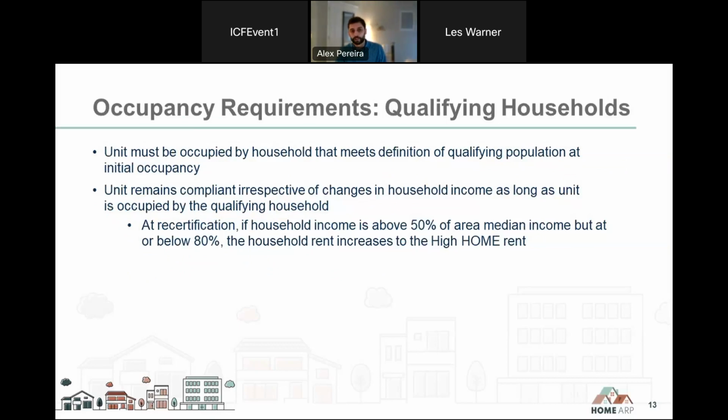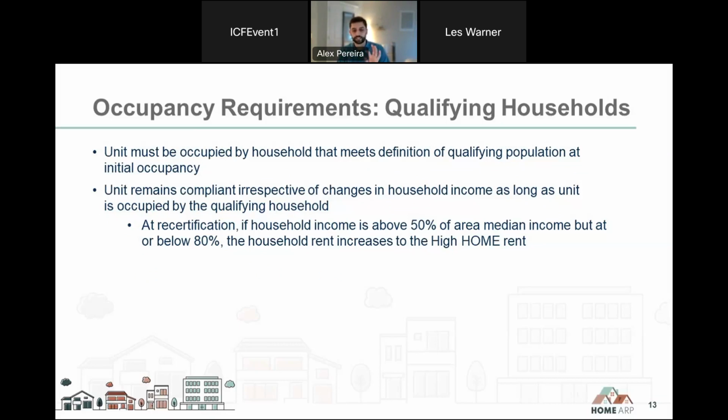Now, I've covered this a little bit before, but it's worth rehashing here that the QP units must be occupied by a household that meets the definition of qualifying population at the initial occupancy stage. So once that QP household has been determined at initial lease-up or intake to indeed meet the definition of a QP, then throughout the compliance period of this project, that household is eligible to occupy a QP unit.